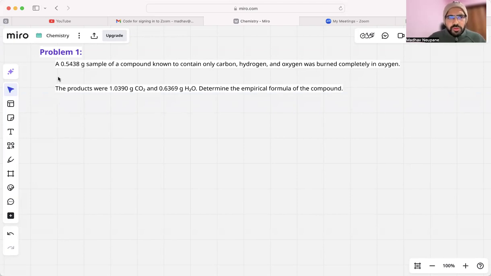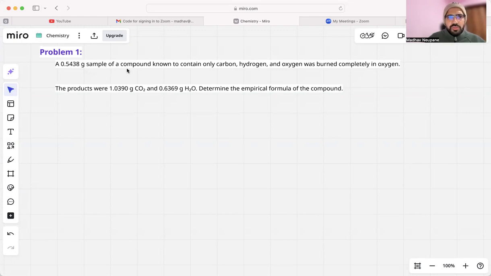So the problem is on the board. Please take about half a minute maybe to read the question. It's a question pertaining to stoichiometry, empirical formula, and a little bit of combustion reaction. So I'm going to read the question.